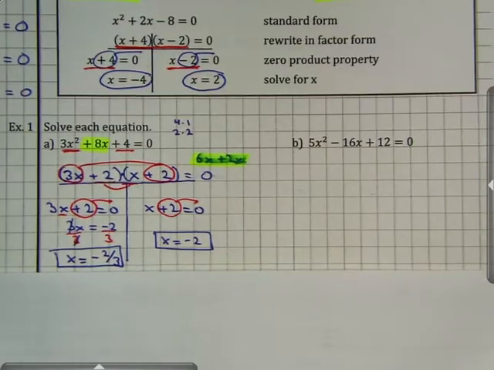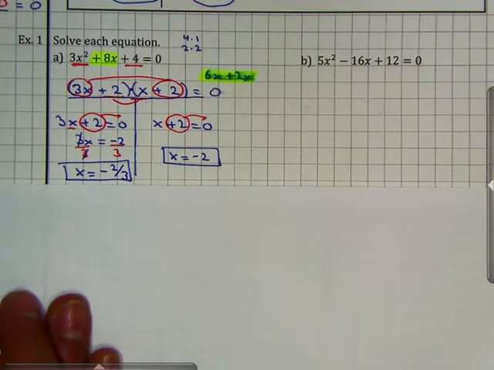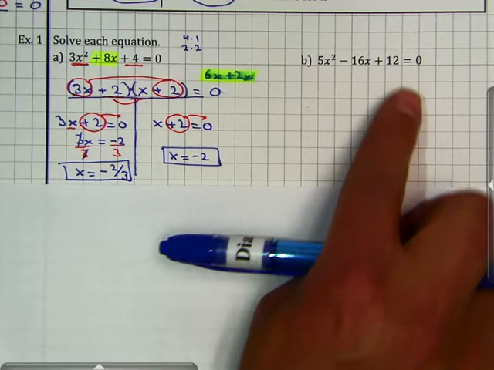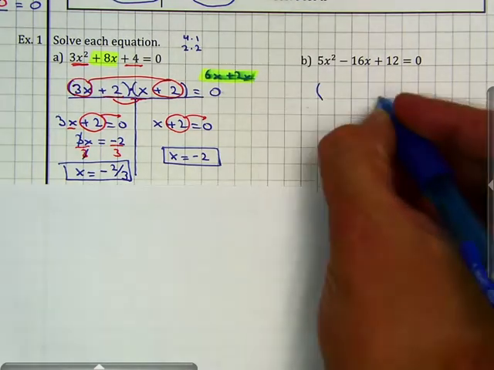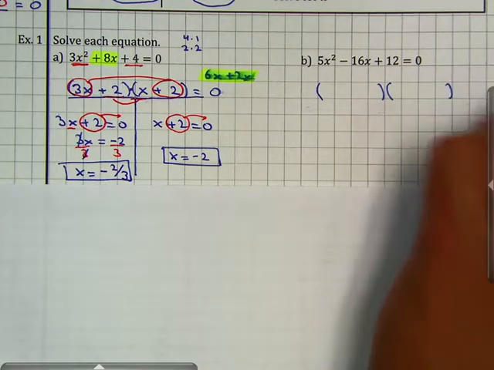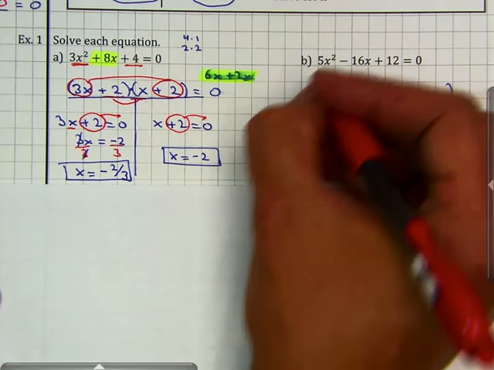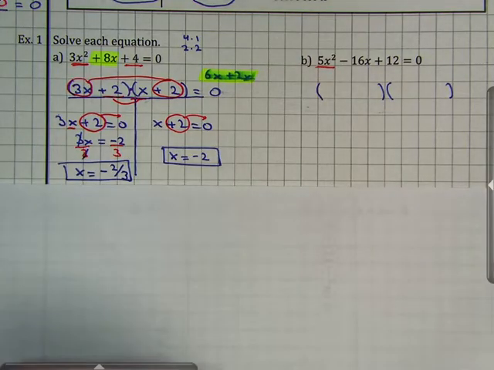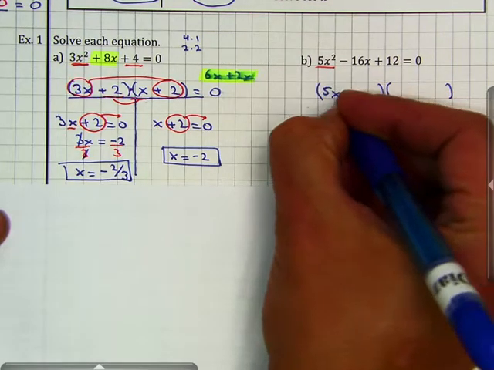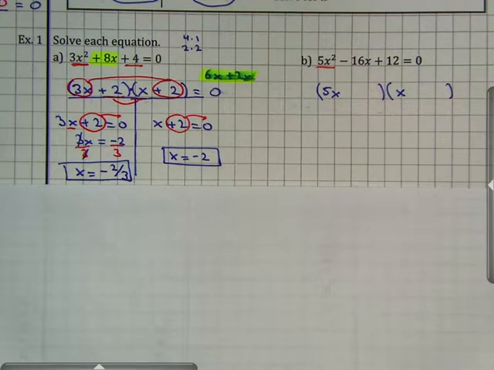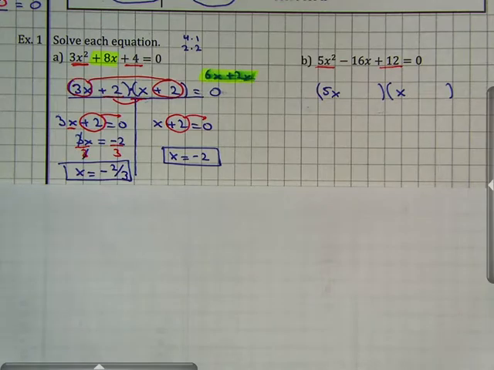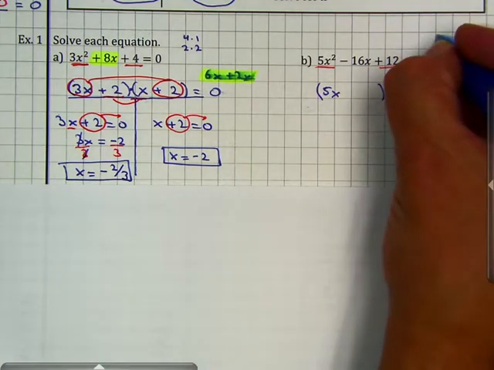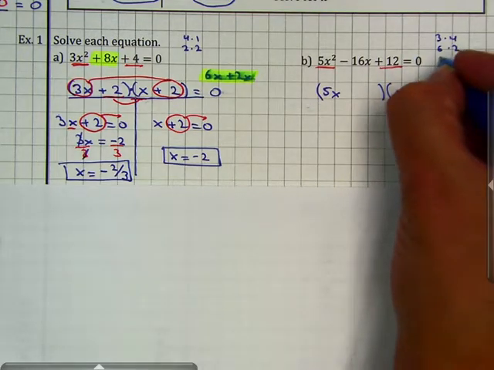Let's try the next problem. Letter B. We have an equation, so therefore I need to solve. I'm going to use my double parentheses. What are the factors of 5x squared? That'll be 5x times x. What are the factors of negative 12? Positive 12. So the factors of positive 12 will be 3 times 4, 6 times 2, or 12 and 1.